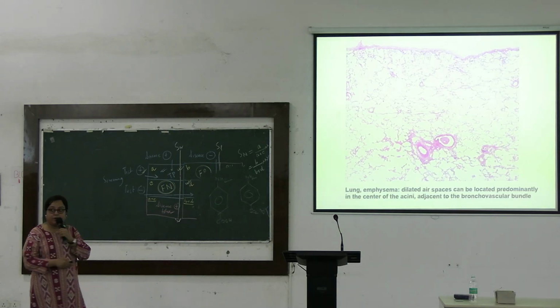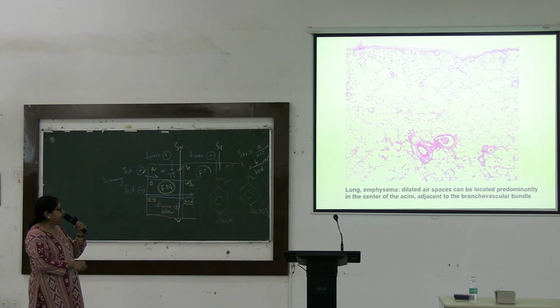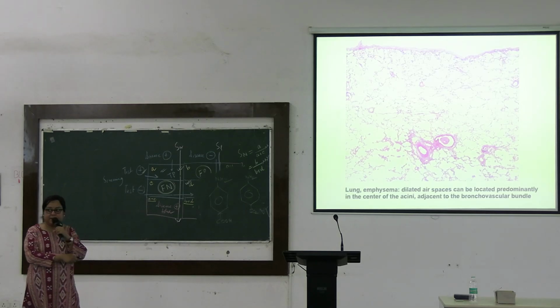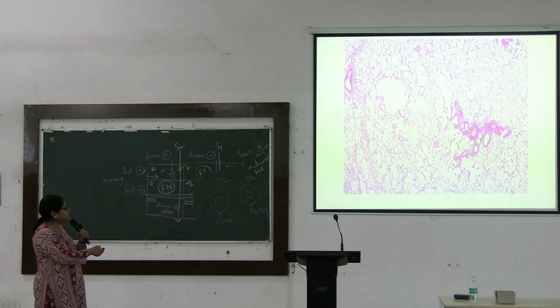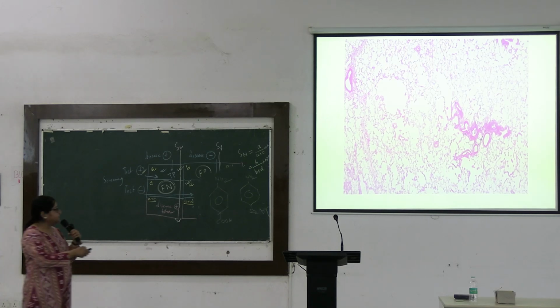So this is the microscopical image of emphysema. Here you can see the dilated air spaces. See, all over there are dilated air spaces. This is the bronchovascular bundle. Beside that, all the air spaces are dilated. This is also another image of emphysema where we can see dilated air spaces.